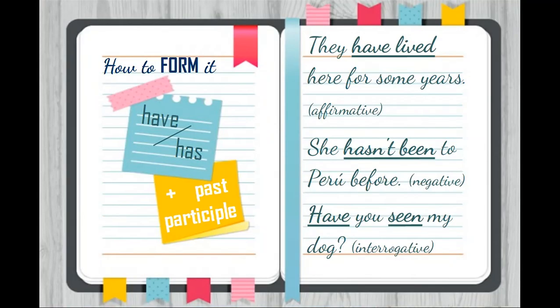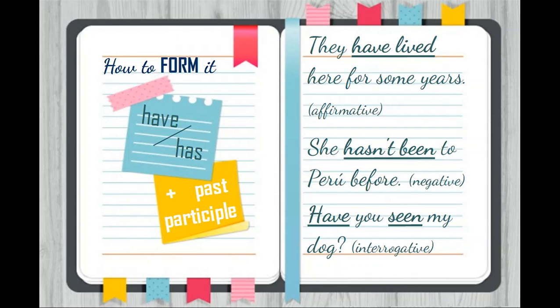I started here because you know this. You learned this last year. Ustedes ya vieron esto el año pasado. Por eso comienzo por aquí para que lo reconozcan. Después vemos cómo lo usamos. Okay, how to form it.